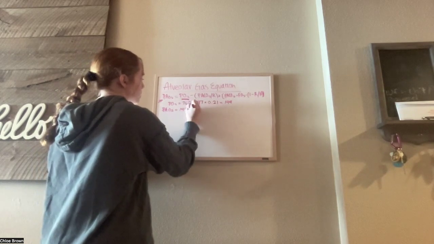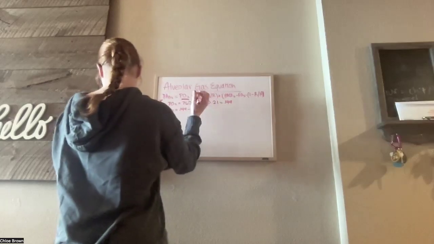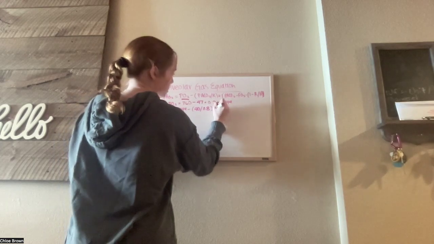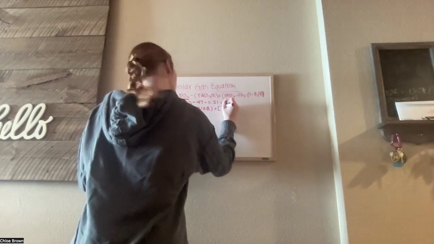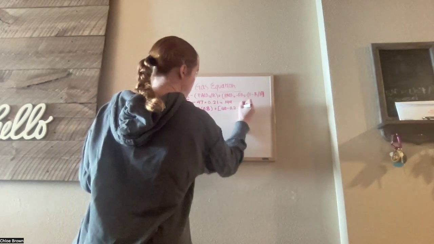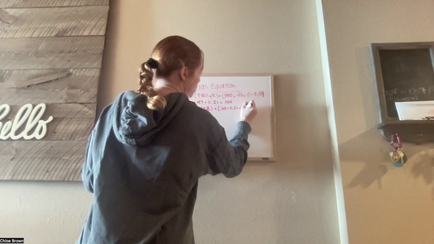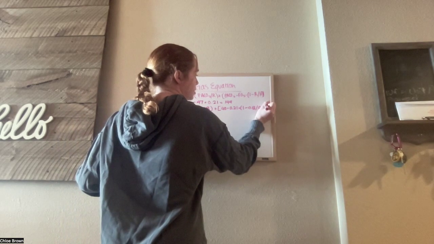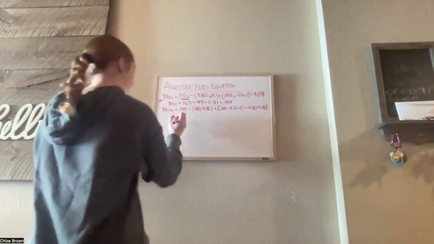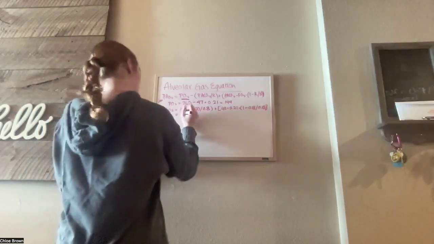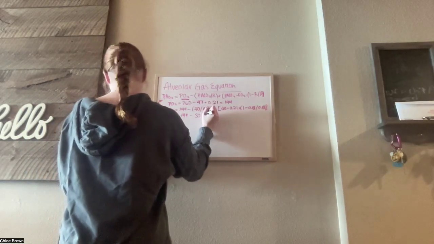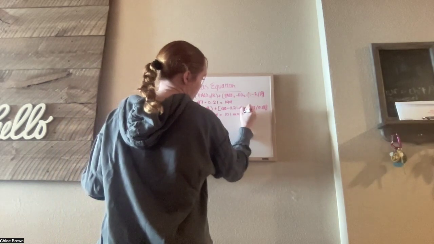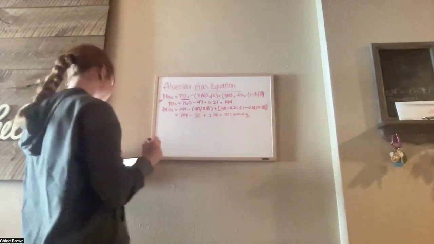So we have 149 minus 40 divided by 0.8 plus 40 times 0.21 times 1 minus the respiratory exchange ratio, which is 0.8, divided by the respiratory exchange ratio, which is 0.8. And then we'll end up with 149 minus 50 plus 2.09, which is 101 millimeters of mercury. And this is for at sea level.